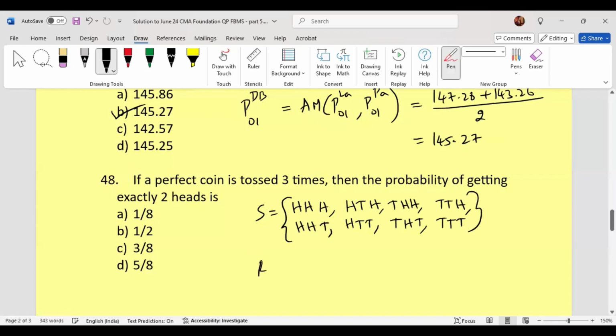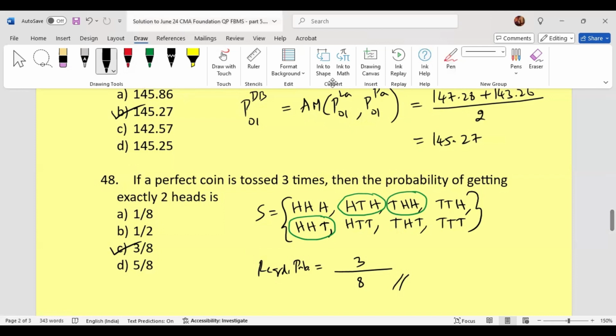Now the required probability. All possible outcomes is 8. Exactly 2 heads: one is this, and then this. These are the 3 possible outcomes. So 3 by 8. That will be the answer. So option C. Next one.